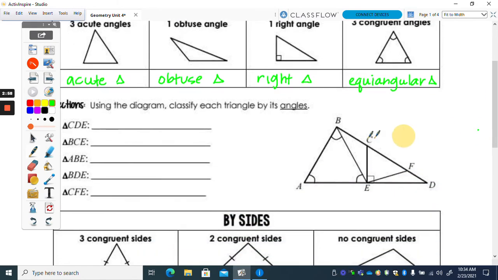Using this diagram right here, we're going to look at the different triangles. So if we look at triangle CDE, we would follow CDE. What type of triangle is this if we're classifying it according to the angle? It is a right triangle.